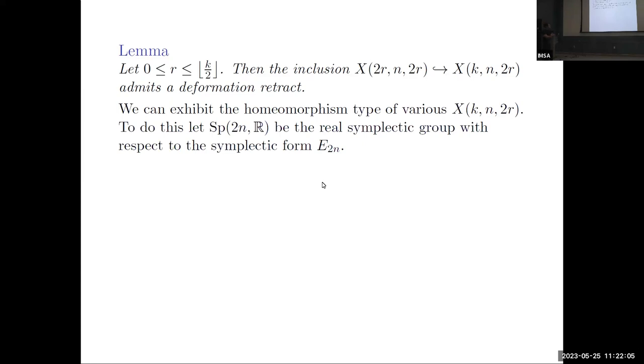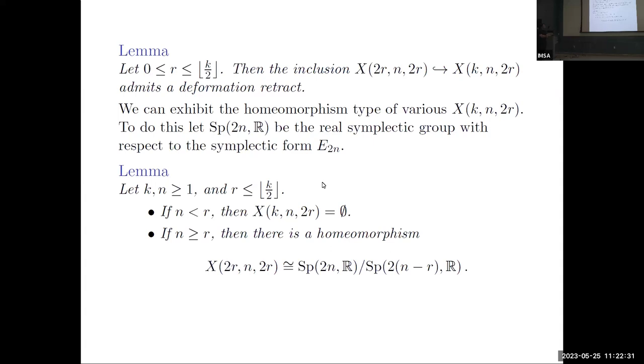So to do that, let me call Sp_2N(R) the real symplectic group with respect to that. This is that form. This is not the usual one that one works in symplectic geometry, but it's just the same thing. So this is what you can show. The space X_2R,2N is just this homogeneous space, and this is just a symplectic Stiefel manifold.